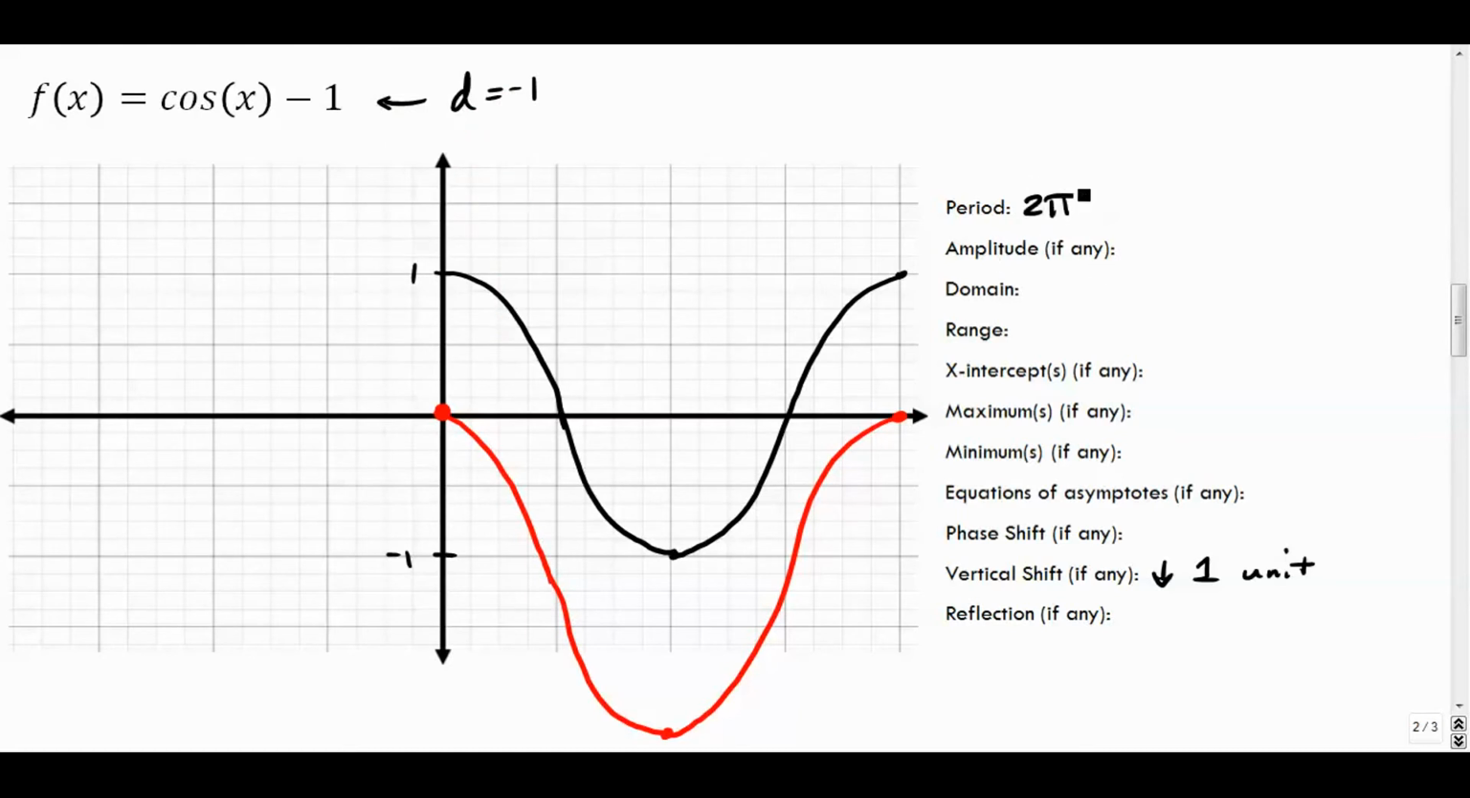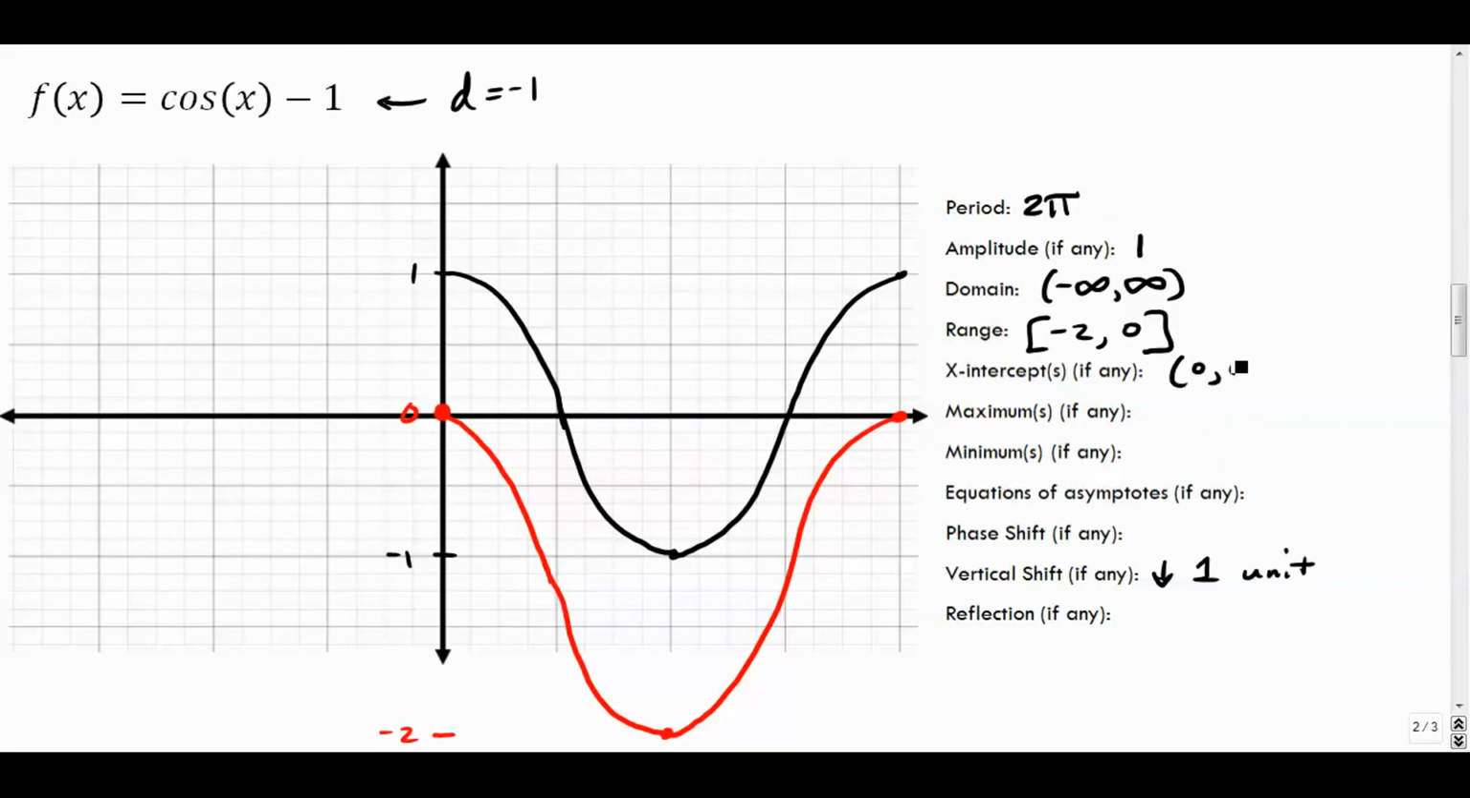Period hasn't changed. It's still 2 pi. Amplitude hasn't changed. The domain hasn't changed. The domain is all real numbers. The range has changed for sure. This graph would keep bouncing back and forth. So we're way down here at negative 2, and we're way up here at 0. So between negative 2 and 0 inclusive, it's your range.